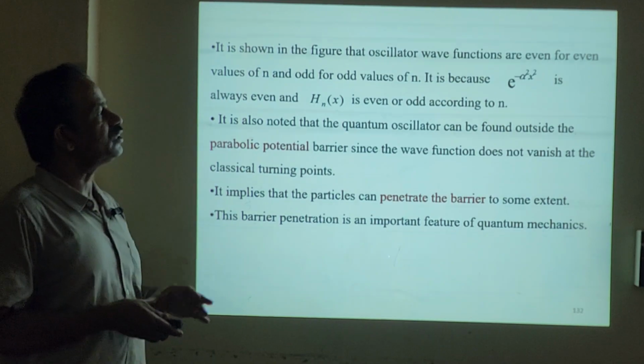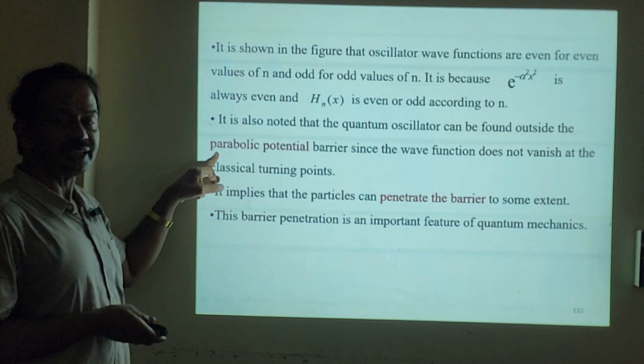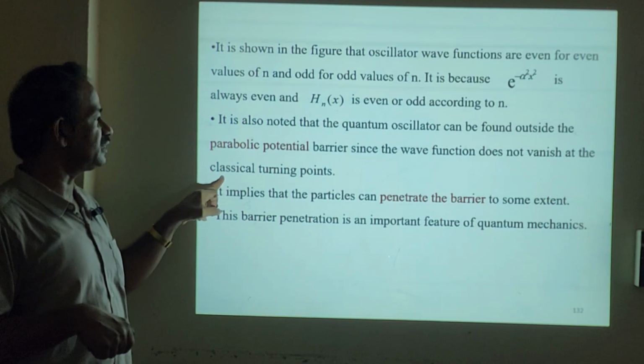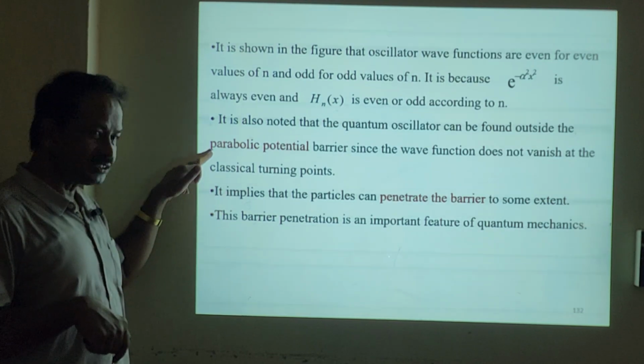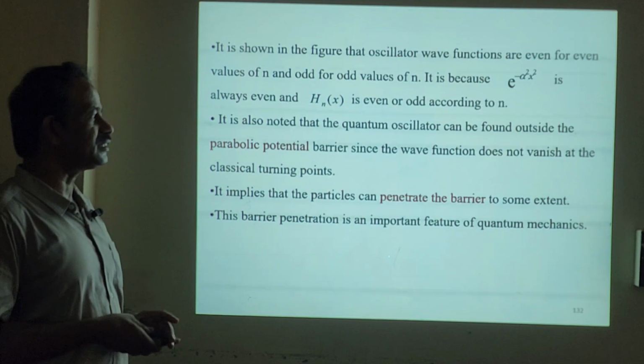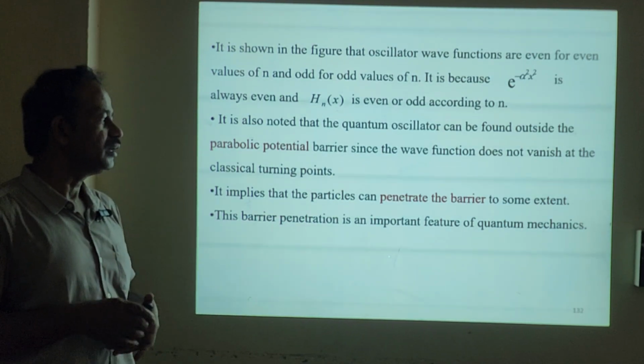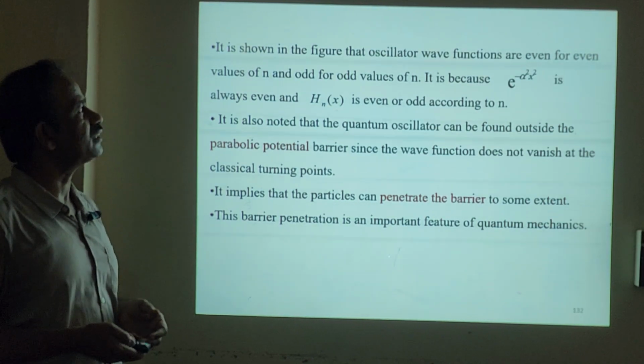It is also noted that the quantum oscillator can be found outside the parabolic potential, leaking, as I said, the tunneling effect, since the wave function does not vanish at the classical turning points. It implies that the particles can penetrate into the barrier to some extent. This barrier penetration is an important feature of quantum mechanics.